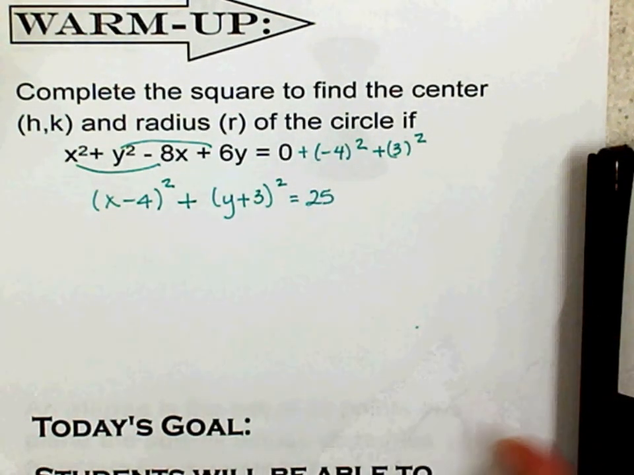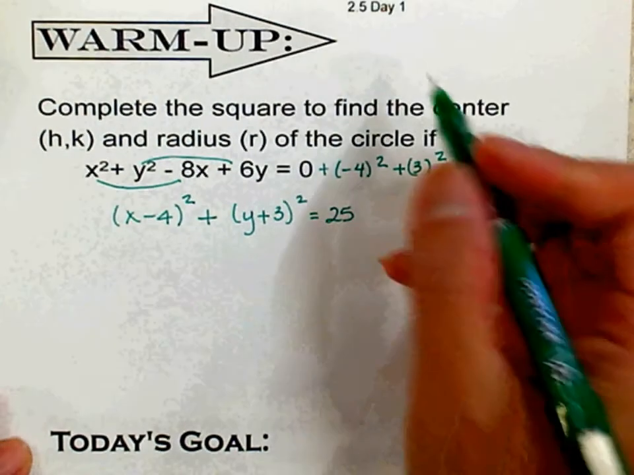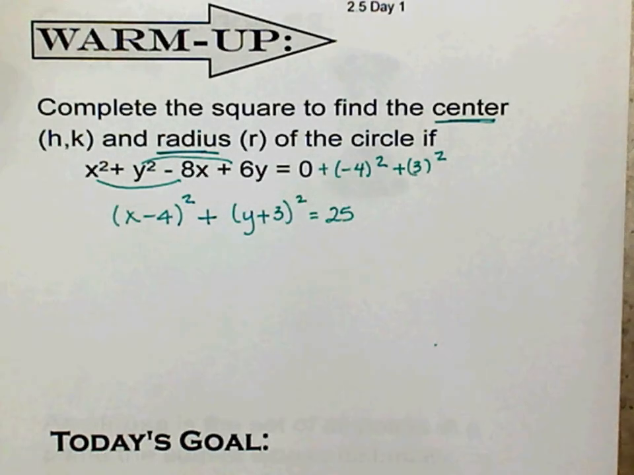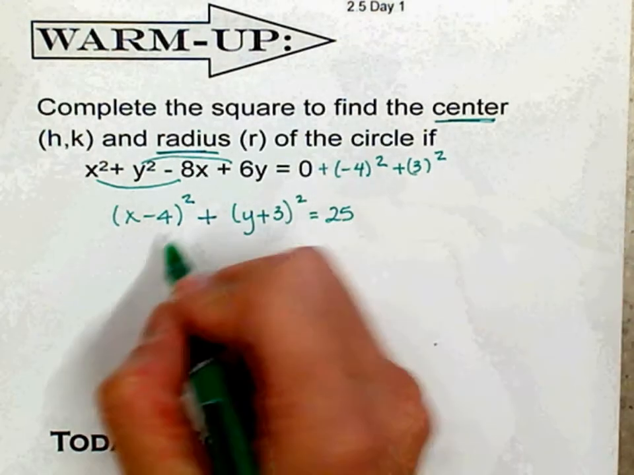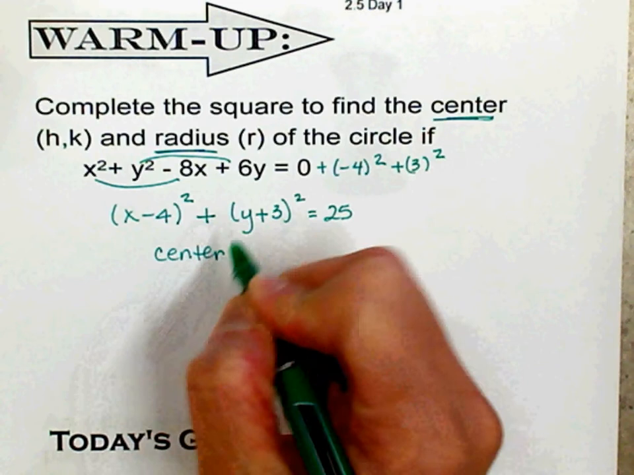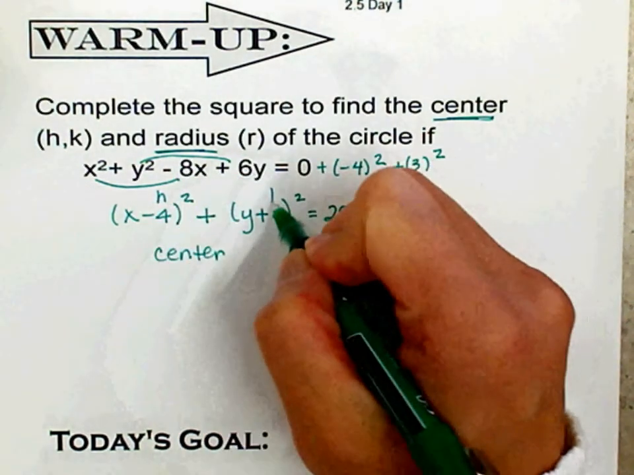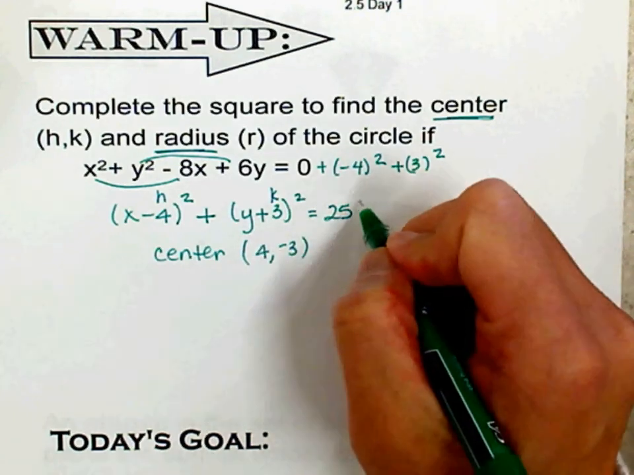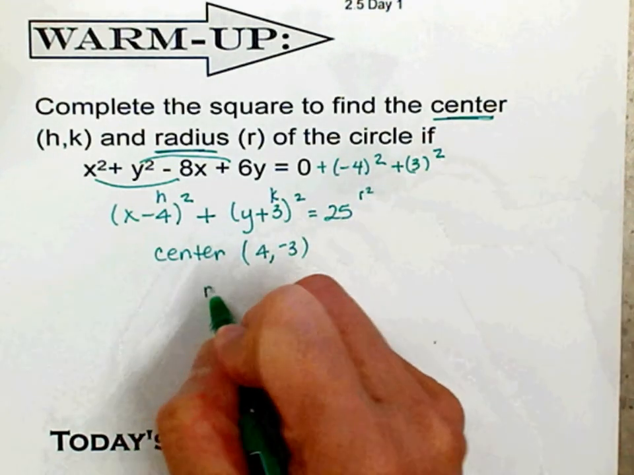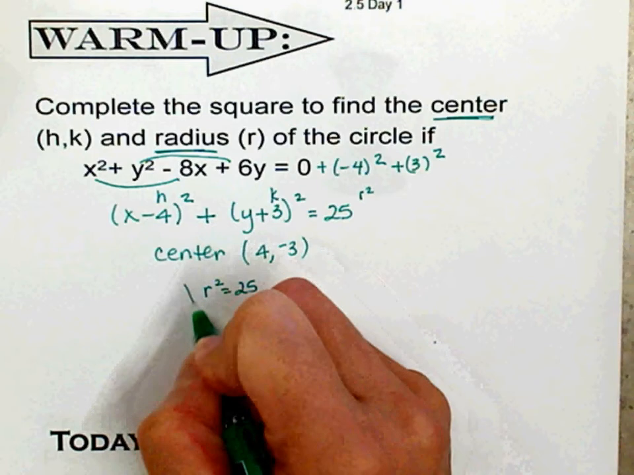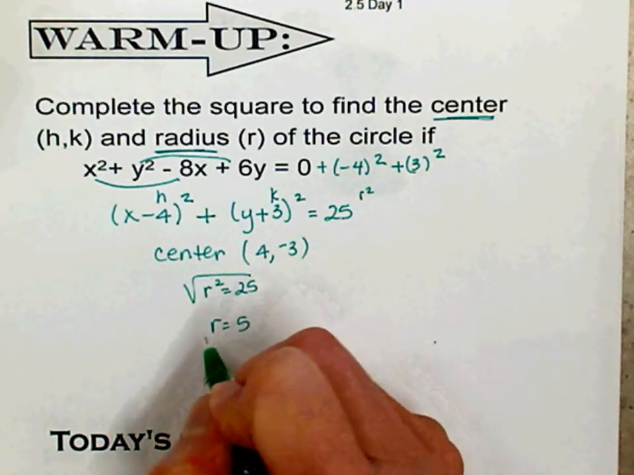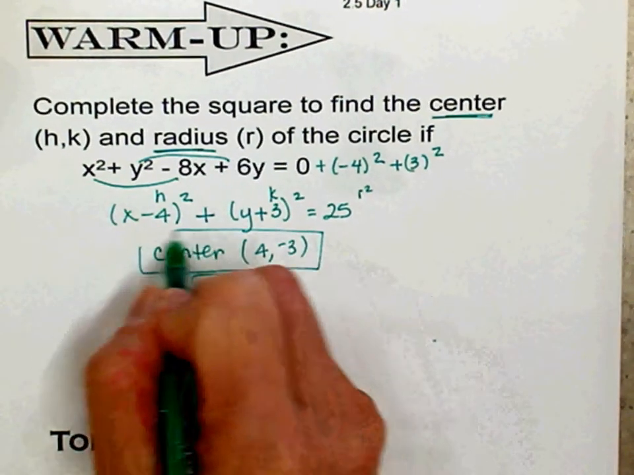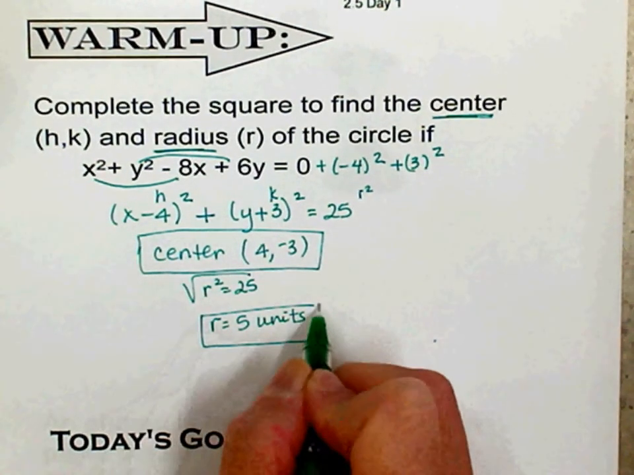Now, that is not the question it's asking you to find. It says do what? Find the center and the radius. Since you're looking for the center and the radius, the center, this is your h, this is your k. Remember, it's always opposite, so 4, -3. This right here is r squared, so r squared is equal to 25, so the radius, r, is equal to 5 units. Okay? So there's your center, and there's your units.